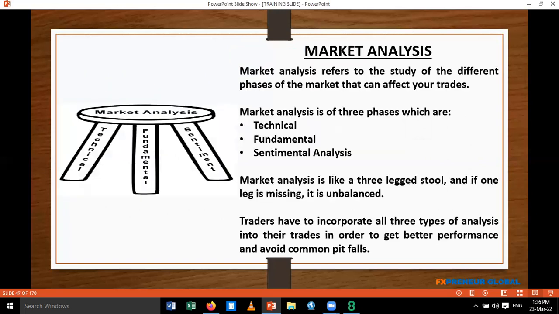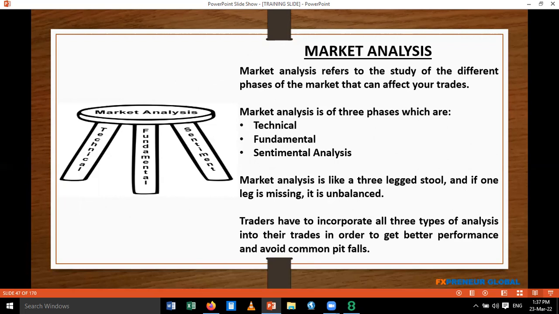Market analysis is the study of the different phases of the market that can affect your trade. And this is of three phases. We have the technical analysis, fundamental analysis, and the sentimental analysis.